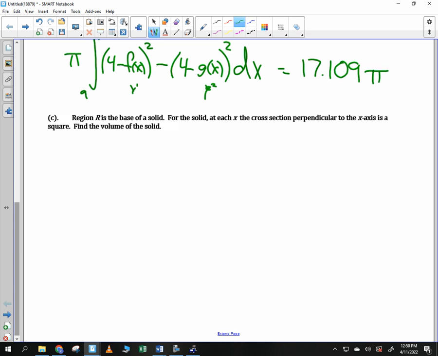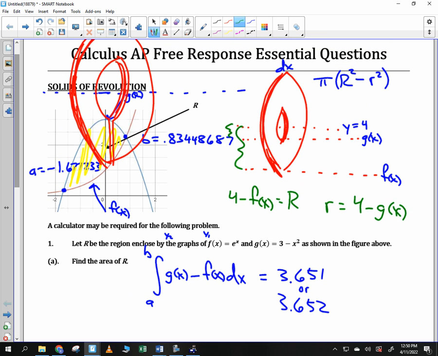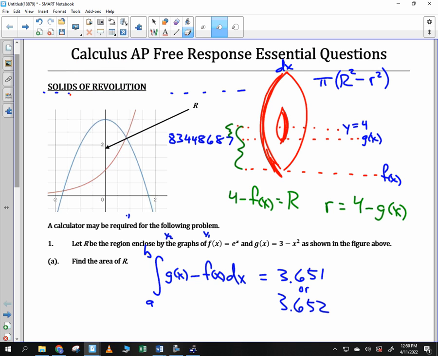It says region R is the base of a solid. And for the solid, at each x, the cross-section perpendicular to the x-axis is a square. Find the volume of the solid. Oh my goodness. Sounds ridiculous, doesn't it? Can we help you try to make sense out of this in a reasonable manner? This is going to require you to really visualize, okay?